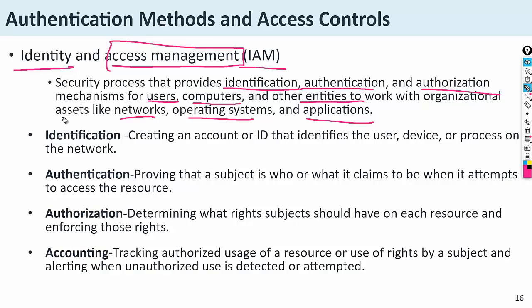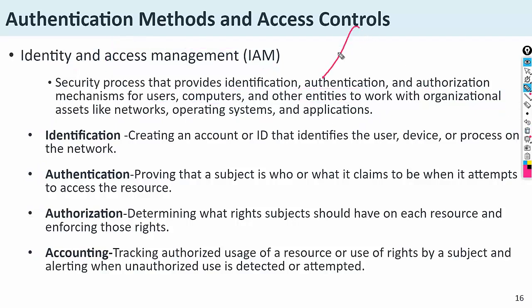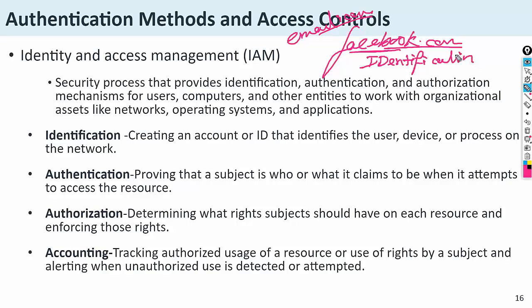There are four things: one is identification, another is authentication, then authorization, then accountability. What happens when you open Facebook for the first time, or any other website, or you access gmail.com? It first asks you to provide your identification. Show me your identity card. What you know, what you have. So identification is a user account.